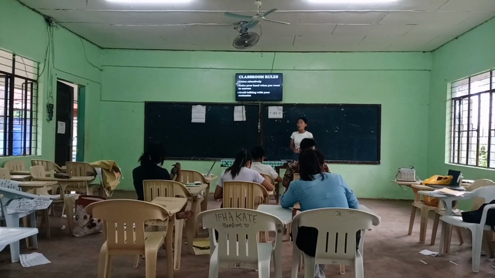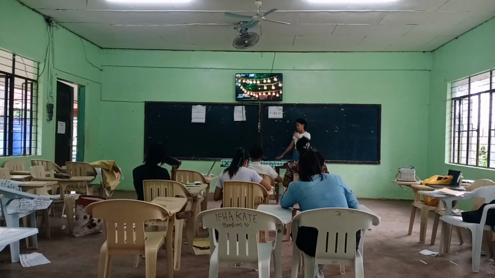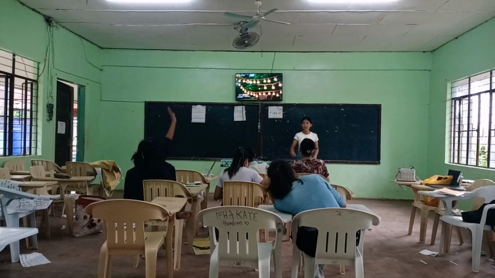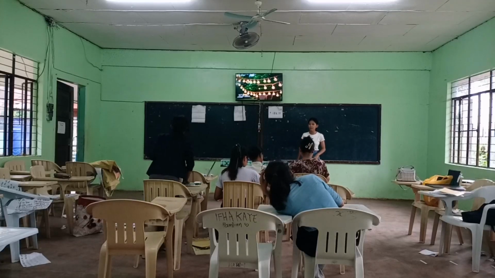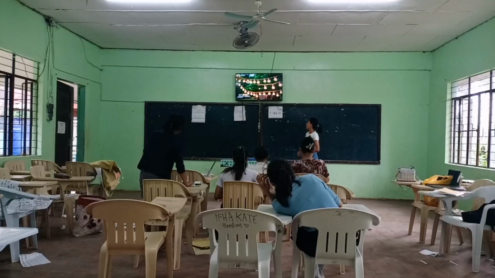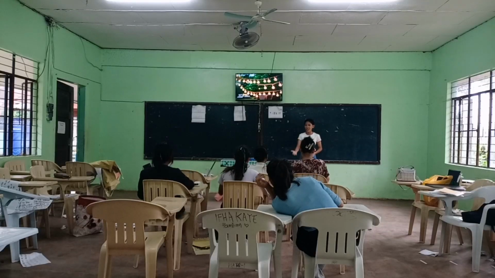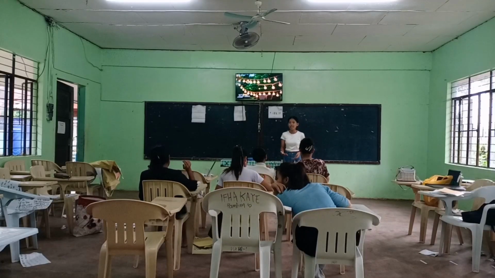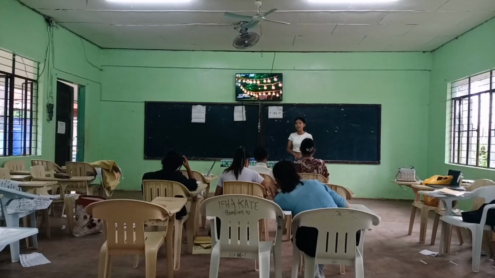Okay. So now, we will have an activity. In this activity, you are going to examine pictures that will be flashed on TV. Are you ready, class? Yes, ma'am. Okay. In the first picture, what did you observe? Gracie? I observed that the first picture is a bulb. Very good. It's a bulb that serves as light in our home and every dark place.